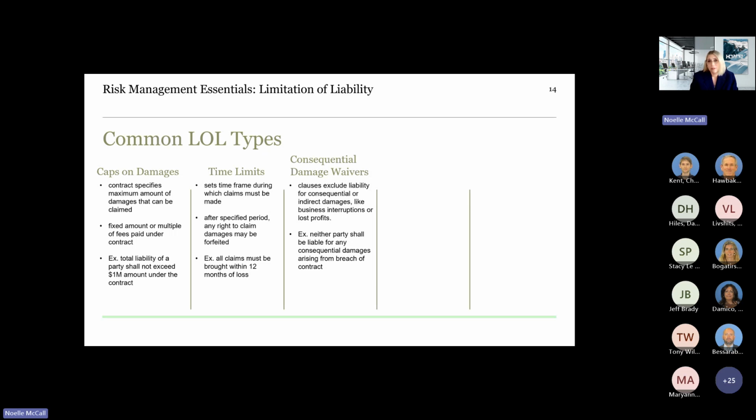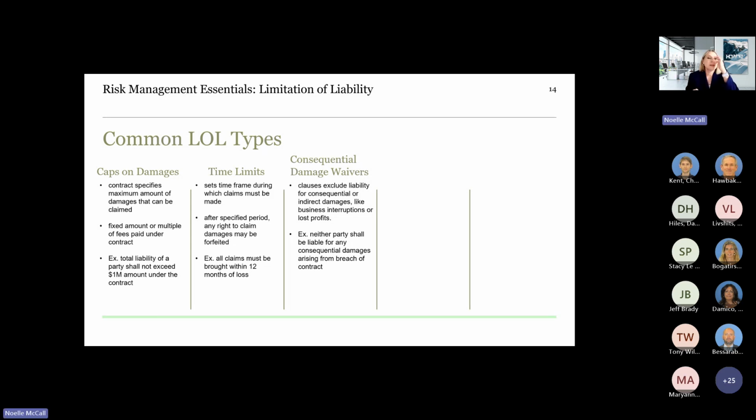Time limits. This is a second type of limitation of liability. And you can have one, two, or all three of these in the clause, so keep that in mind. Time limits set a time frame during which the claims have to be brought, and after the specified period, any right to claim damages may be forfeited. An example of that is all claims must be brought within 12 months of the loss. So that's type 2.